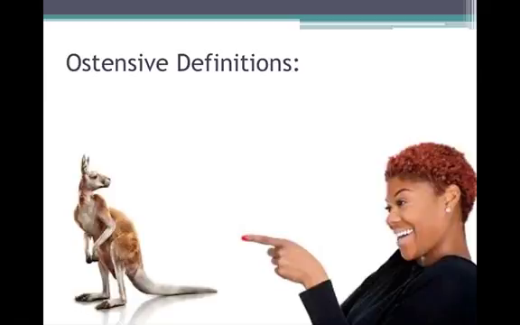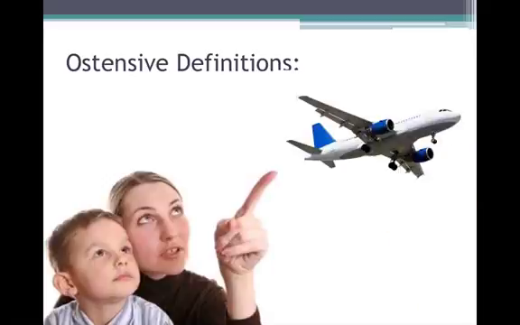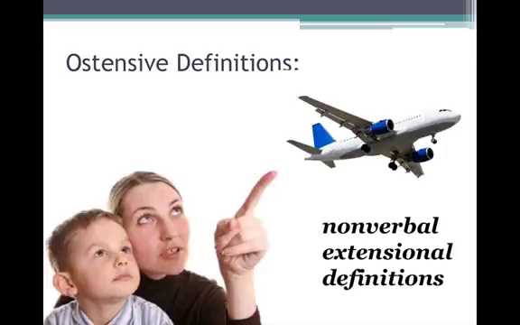An ostensive definition occurs when you define something by pointing it out in the real world. So, for example, if someone said to you, "Hey, what's a kangaroo?" and there was a kangaroo nearby and you pointed at it and said, "That thing, that's a kangaroo," that would be providing an ostensive definition. This is the type of thing parents do all the time when teaching their kids new words. If this mom points up and says, "Look, that's an airplane," she's giving her son an ostensive definition of the word airplane. Ostensive definitions are also called non-verbal extensional definitions.